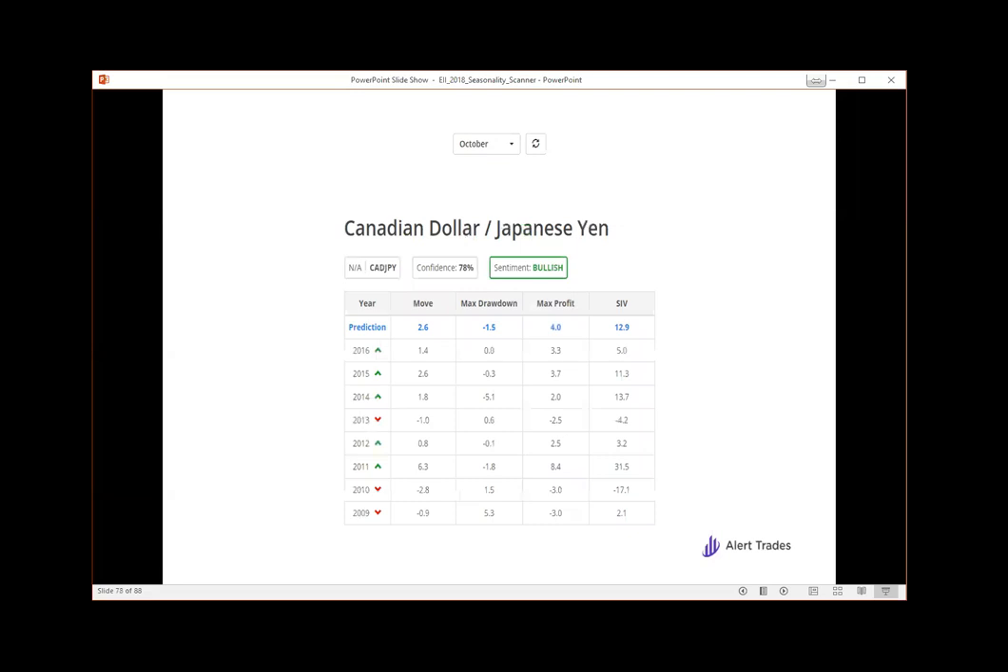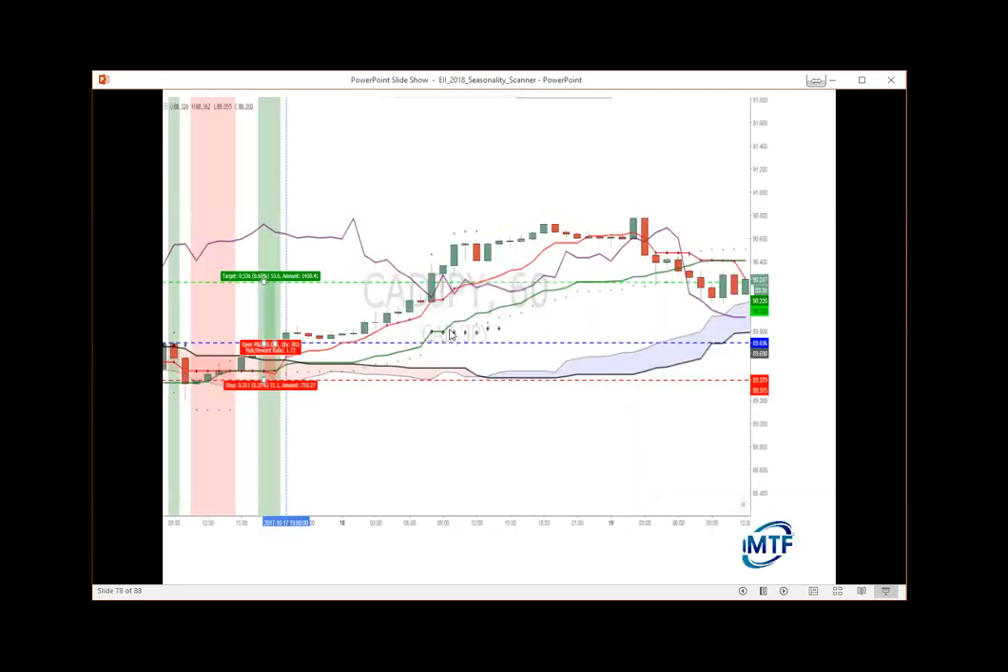Another currency example for everybody, a CAD yen here. We got the confidence of 78% with SIV of 12.9. And it's saying bullish. So let's take a look. So it was a bullish setup. We got a breakout there. And eventually we got taken out at those green dots. Ended up with a risk reward of 1.72-to-1.